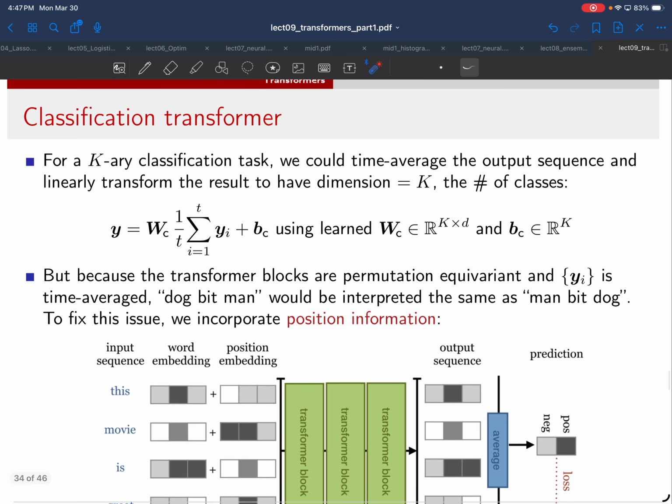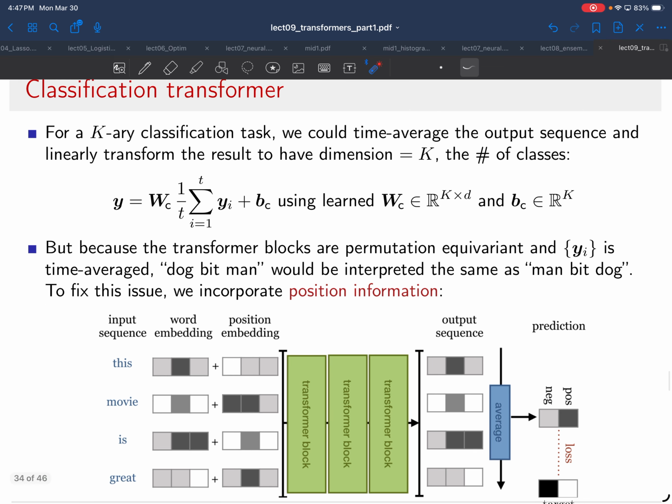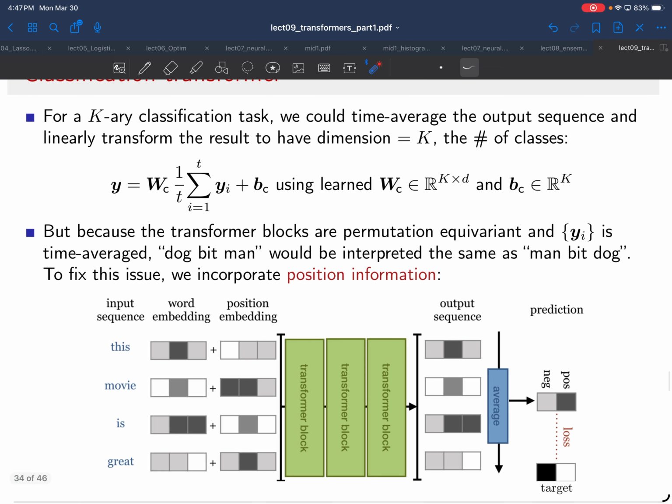So what if we want to do classification with a transformer? Let's say we have a k-ary classification task. Maybe we get a string of text and we want to say, is this positive, negative, or neutral? So in that case, we would have k equals 3 classes.